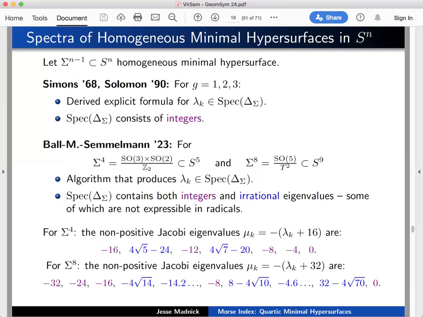4 radical 5 minus 24, and so on. Here, I should say that these 14.2 and 4.6 are expressible in radicals. It's just that the radical expression is so gigantic that I didn't want to include it. The eigenvalues that are not expressible in radicals are all positive, so they're not here. We didn't just compute the eigenvalues, we also have their multiplicities. You add up those multiplicities, and that's how we got the index and nullity.